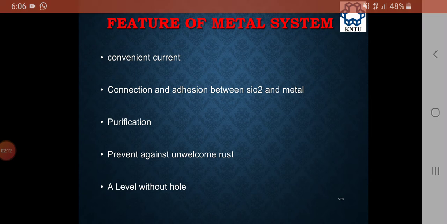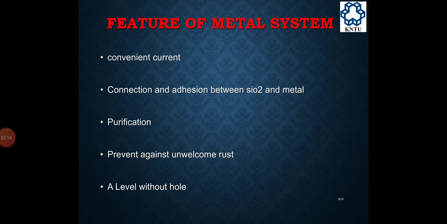Now, features of metal system: convenient current and connection, adhesion between SiO2 and metal, purification, prevention against unwelcome rust, and a level without hole. These are the features of metal system.